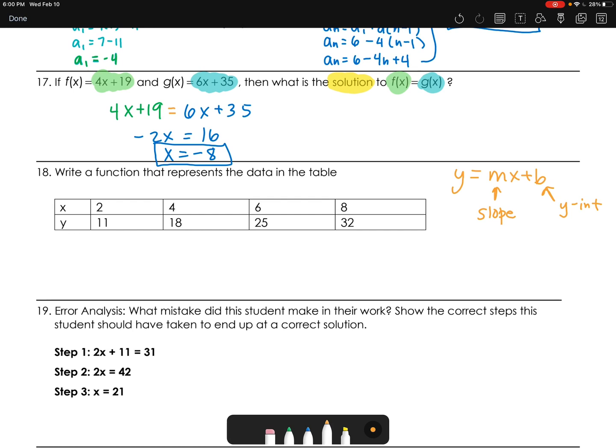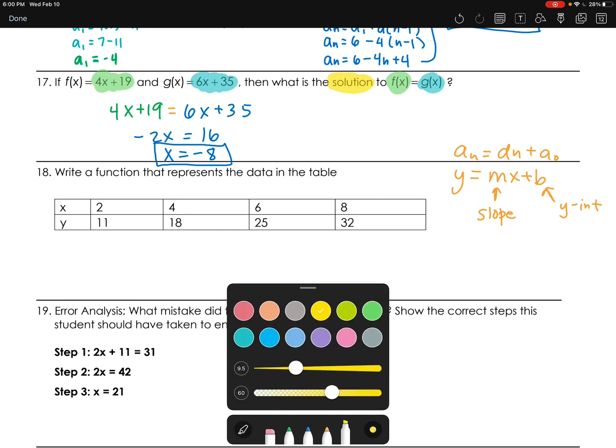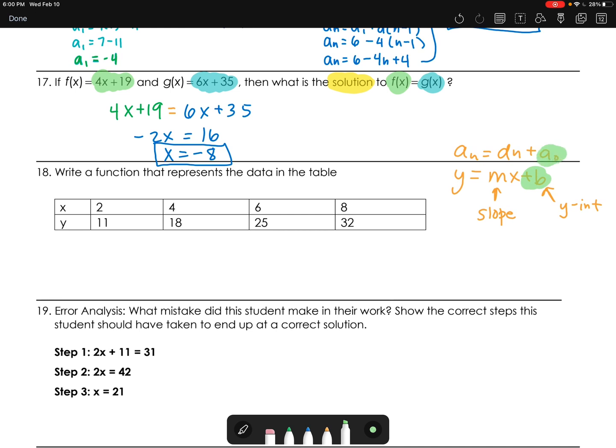And we've also learned about arithmetic sequences, right? Where you can think of a sub n equals d times n plus a sub 0, right? Where these are the exact same thing. B and a sub 0 are the same thing. Your slope and your common difference are the exact same thing. And so let's see, what's our common difference between these? Well, here we're going up by 7, right? We're adding 7 each time. Our x's are also going up by 2. We have to be careful because it's not just going up by 1, right?